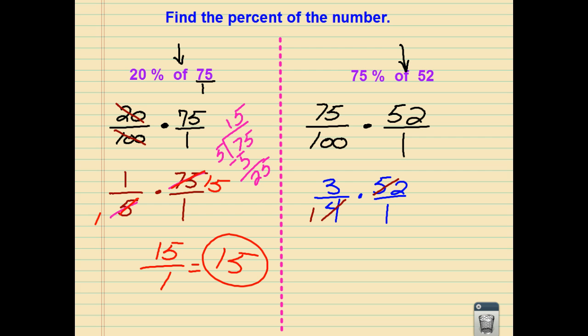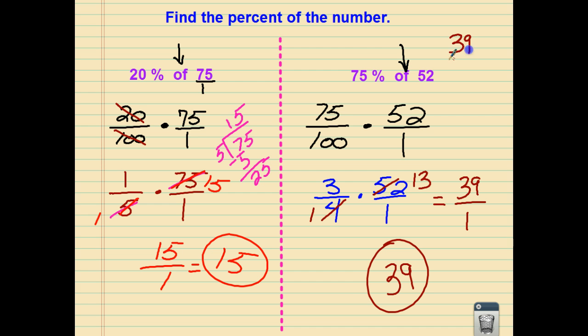All right, sorry for that pause again. We had a little announcement there. 4 goes into 4 1 time, and 4 goes into 52 13 times. And let's see, we're going to end up with 13 multiplied by 3, which is 39 over 1. So we are going to have 39. So 39 is 75% of 52. So if you want to write it as a fraction, I would say 39 out of 52 is equal to 75%.